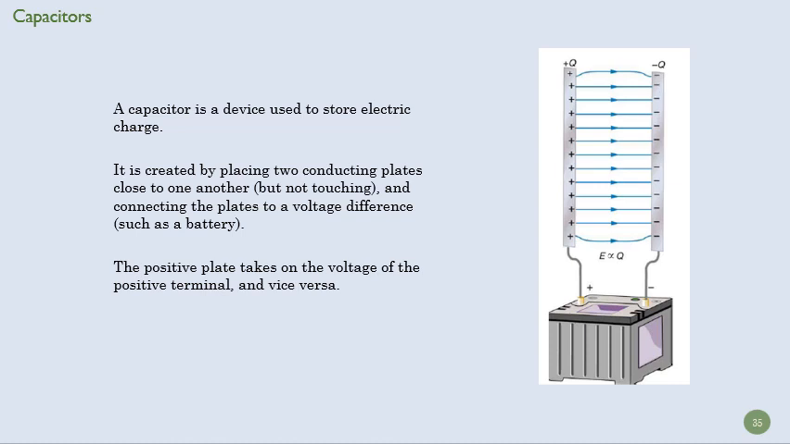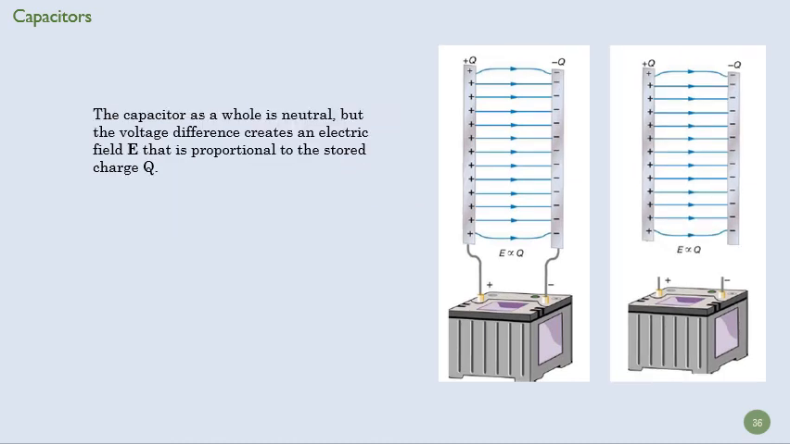The positive plate takes on the voltage of the positive terminal, and the negative plate takes on the voltage of the negative terminal. The capacitor as a whole is neutral, right? This balances out. But the voltage difference creates an electric field that is proportional to the stored charge. So there's a field between here. If I threw an electron through here, right, it would kind of bend that way, just like the parallel plates that we talked about before. And that electric field has a strength that's proportional to how much charge you put in there.